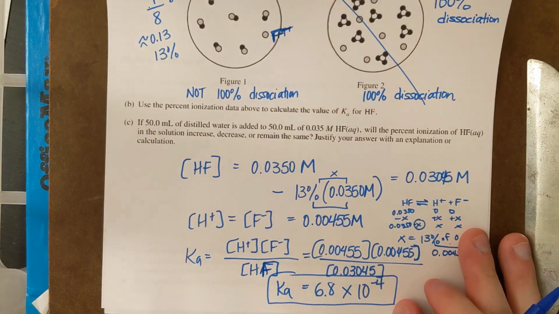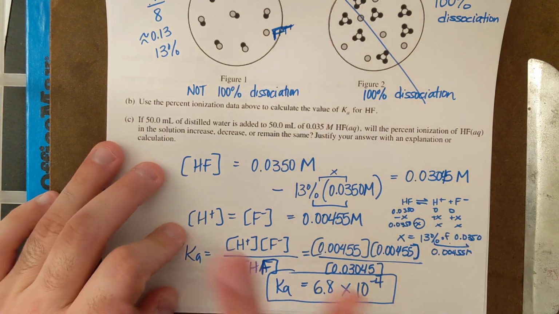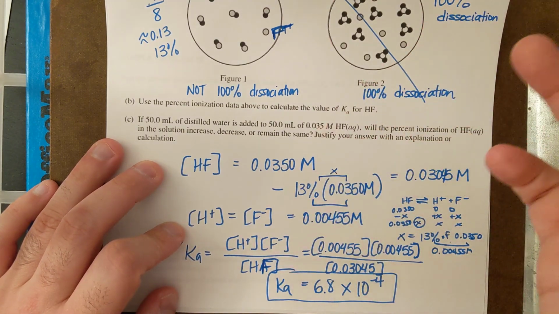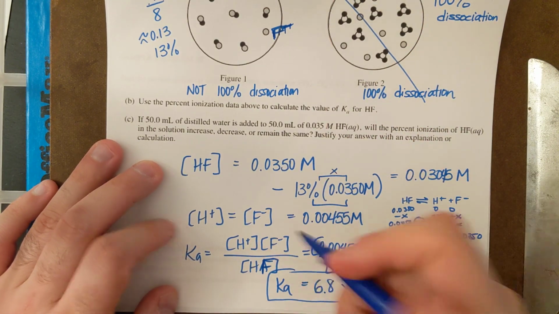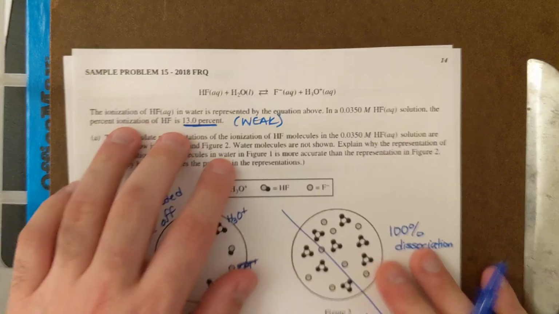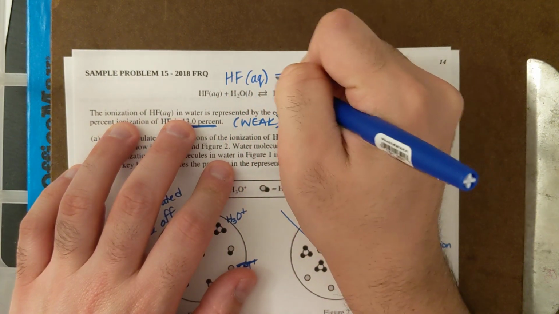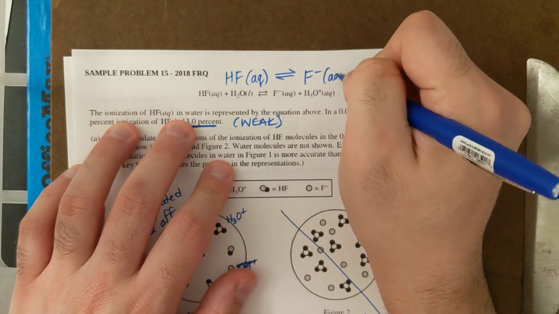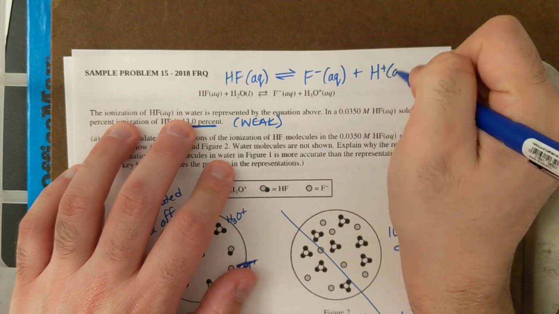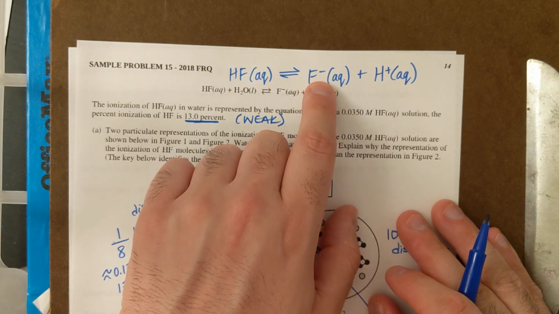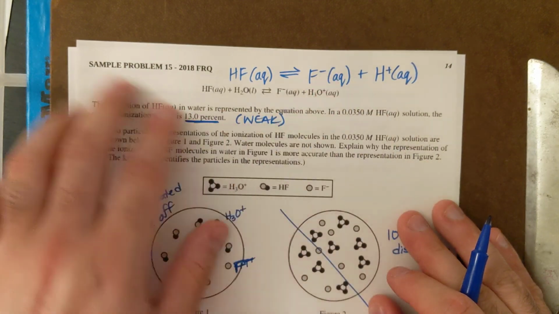All right, again, I'll say it again. How did I use the percent dissociation to figure out Ka? Well, percent dissociation tells me how much H plus is breaking off. And the moment I got how much H plus, I know how much F minus is going because it's a 1-to-1 mole ratio. Right? Another way of writing this equation is HF aqueous in equilibrium with F minus aqueous and H plus aqueous. Same thing. And if I know how much H plus breaks off, it's equal to the same amount of F minus because it's a 1-to-1 mole ratio.